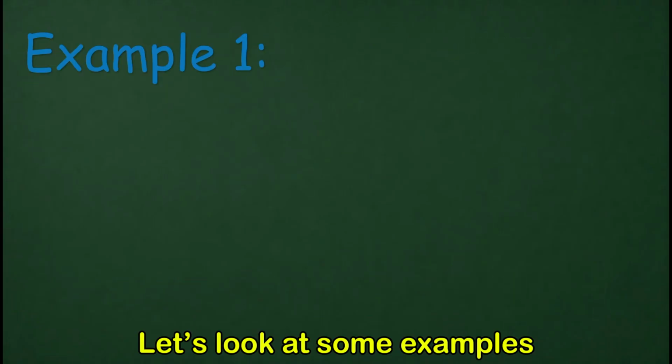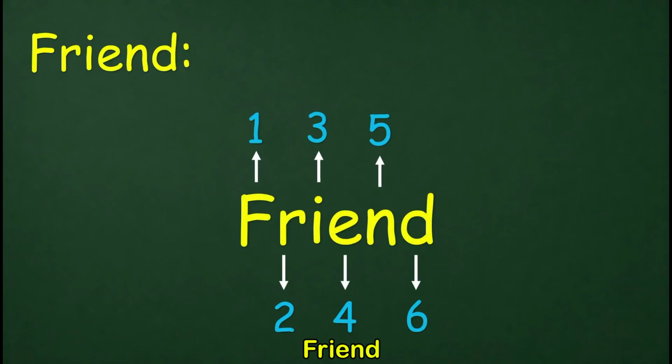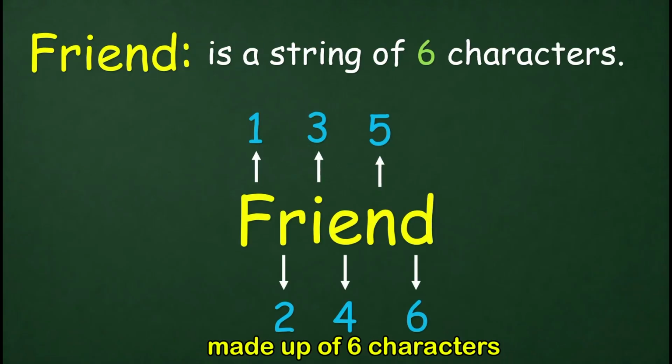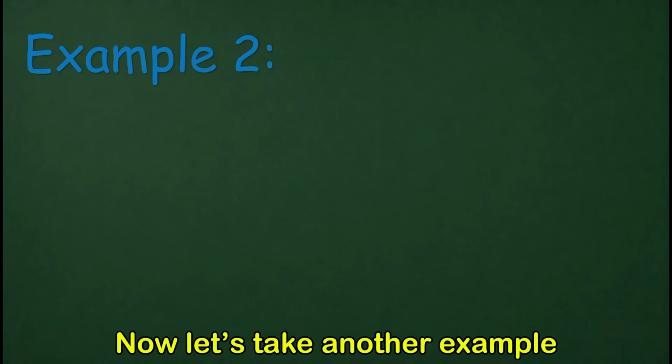Let's look at some examples. Let's start with the string friend. Can you count how many characters are in this string? Take a moment to think about it. All right, friend is a string made up of 6 characters. And we can see the arrows pointing at each character one by one. Good job. Now let's take another example.